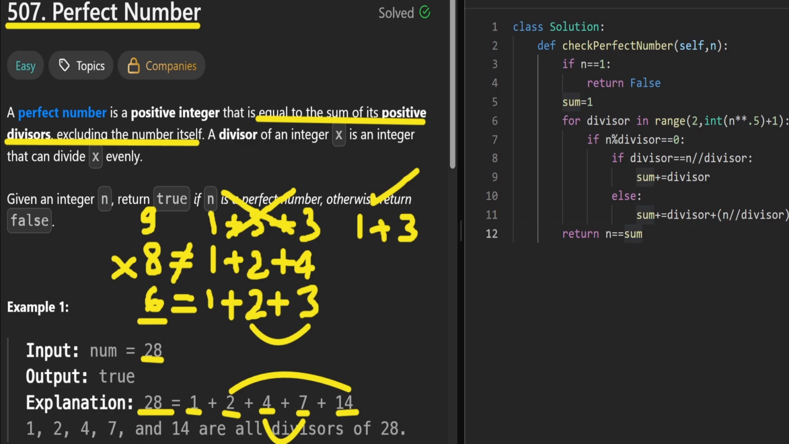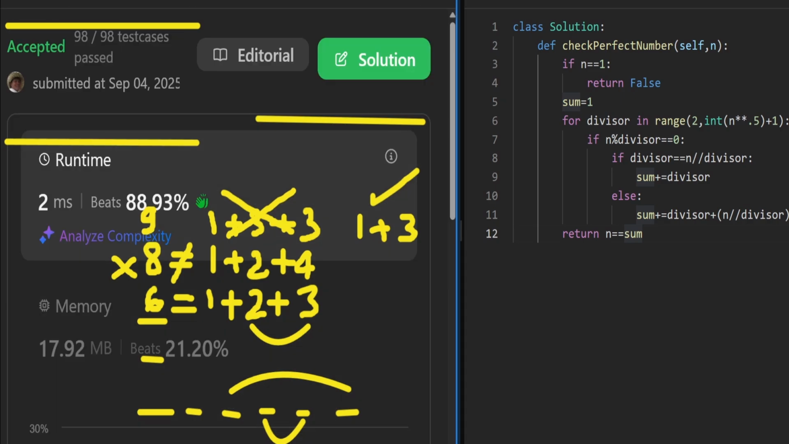Alright, let's try it. Submit. Boom, accepted. And that's it. Clean and simple, perfectly matching the math we discussed earlier. The time complexity is big O of square root of n, because we only check divisors up to square root of n, which is much faster than checking all numbers up to n. And the space complexity is constant big O of 1, since we only use variables n and sum.